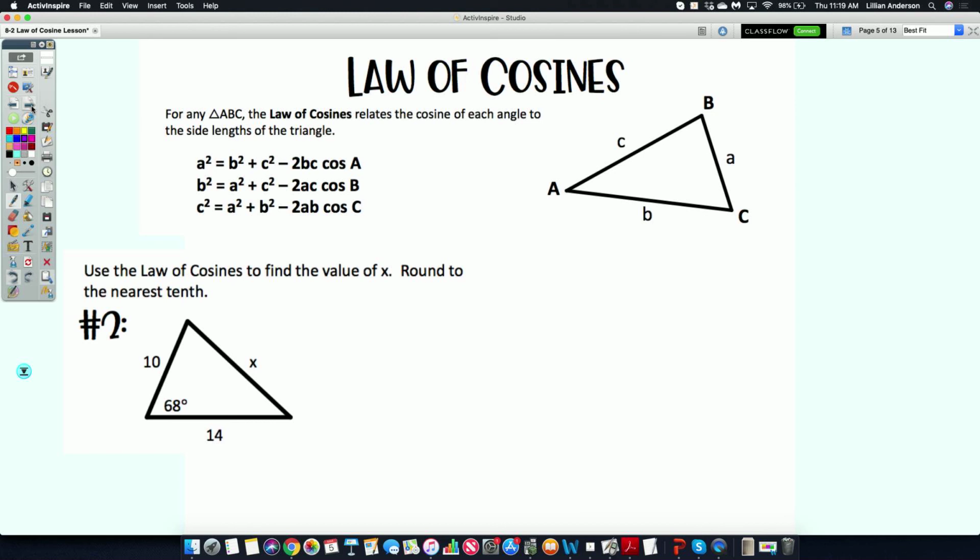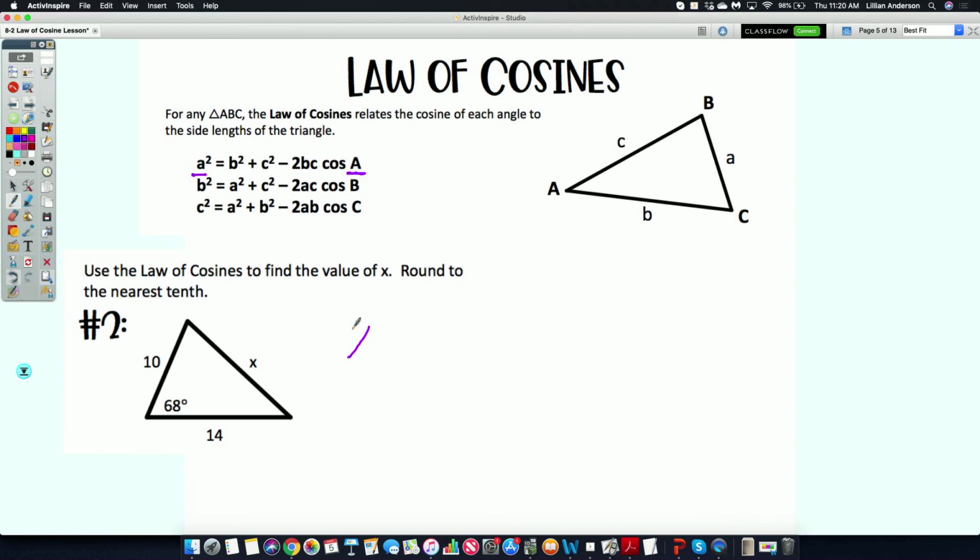So in number 2, we have a triangle set up. We're trying to find the value of x, round to the nearest tenth. Okay? X can be any one of these sides. It really doesn't matter whether it's A, B, or C because, again, the angle that you're given is always opposite of the side that you're trying to find.